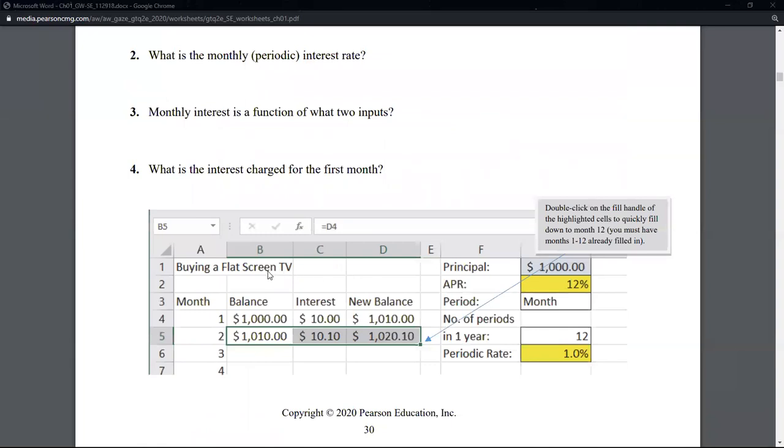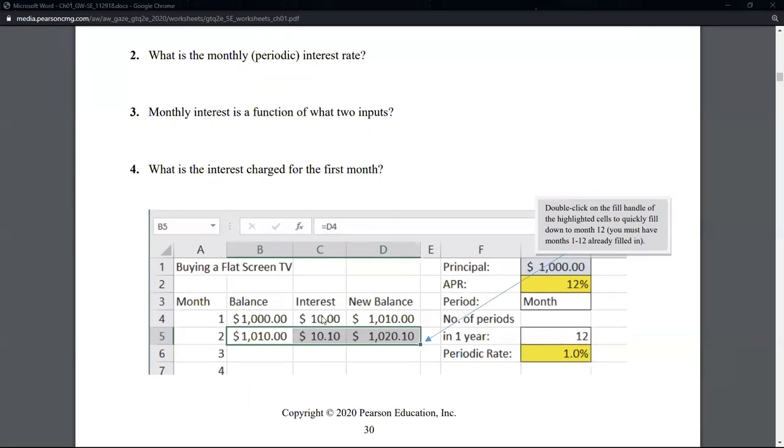So what we want to do is set up an Excel spreadsheet, and I'm going to build this for us, where we're going to have the 12 months, the balance of the loan each month, the interest of the loan for each month, and then the new balance of the loan each month, along with all the little details set up to the side. So we have our principal of 1,000, that's what we borrowed, our APR, which is 12%, which we're paying monthly on, how many months there are in a year, which makes the periodic rate 1%.